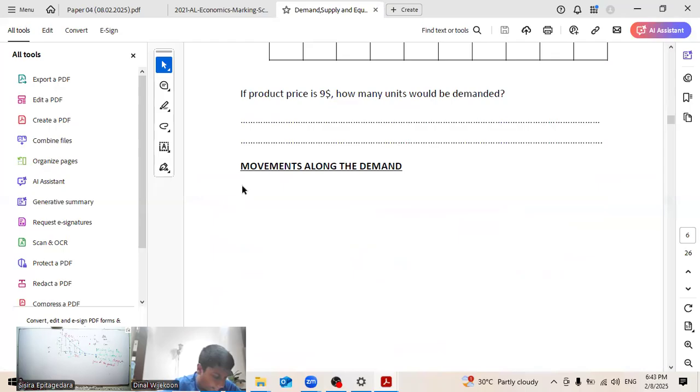Right. Here, put a star mark and write down movements along the demand curve. You have to make your own dotted line, right? Okay. Put a star mark and write down.